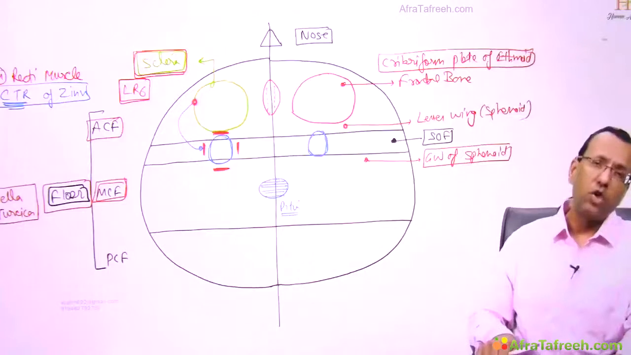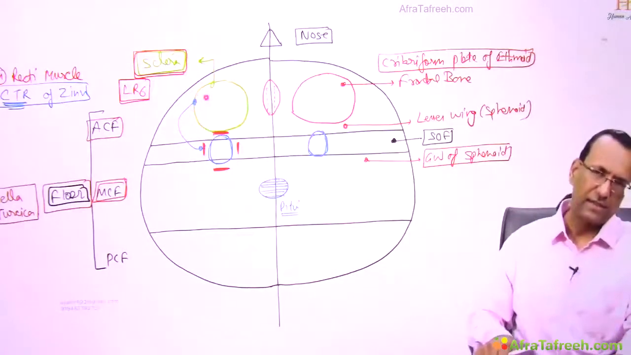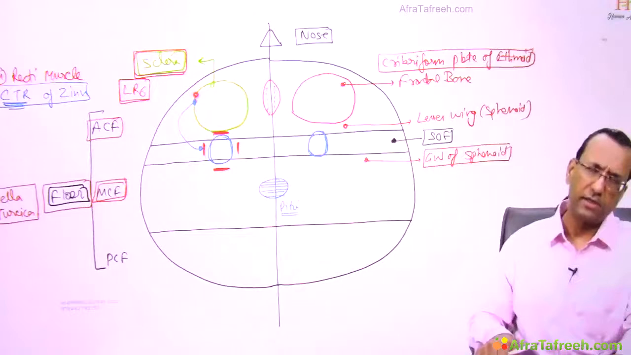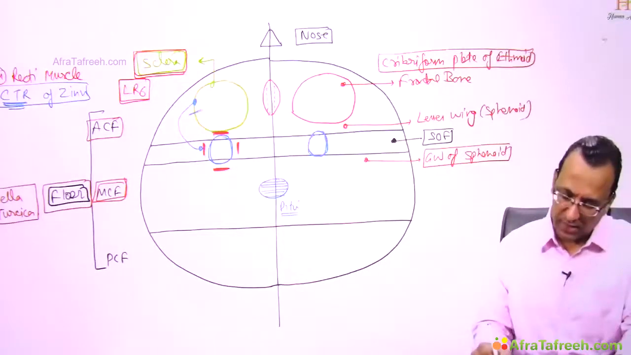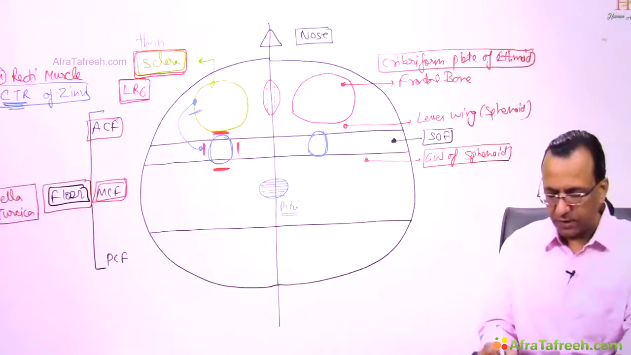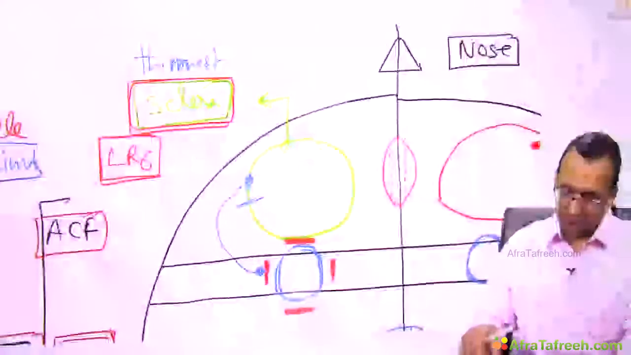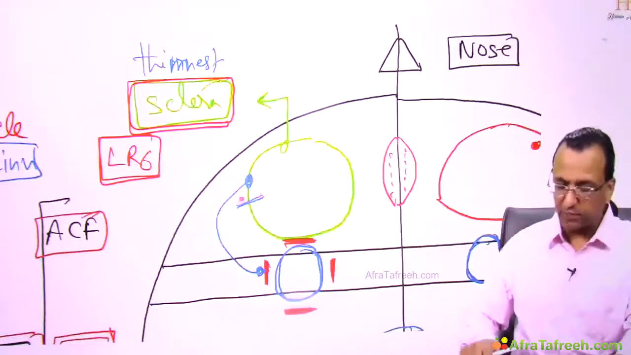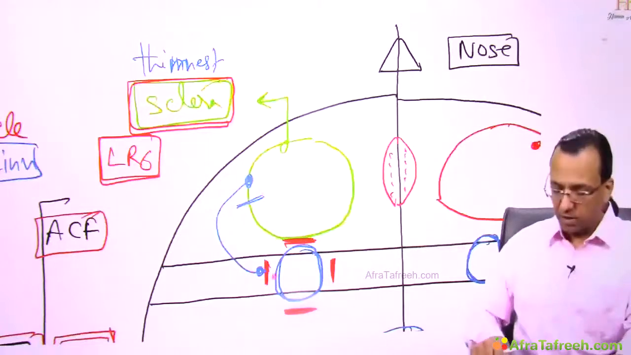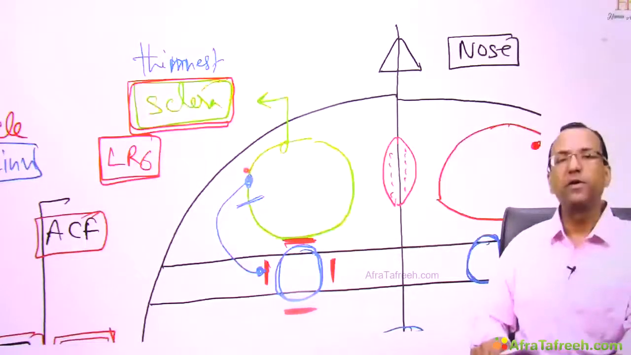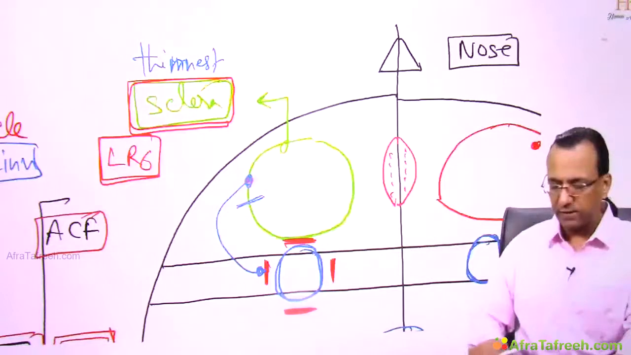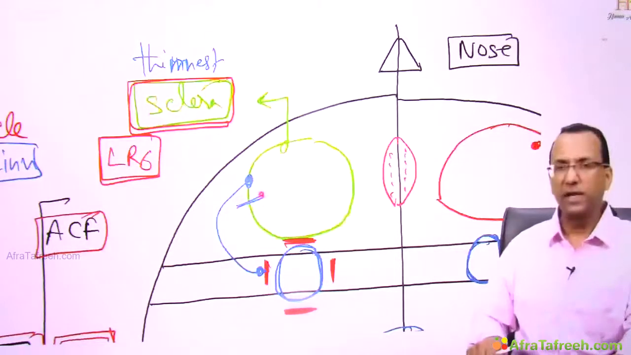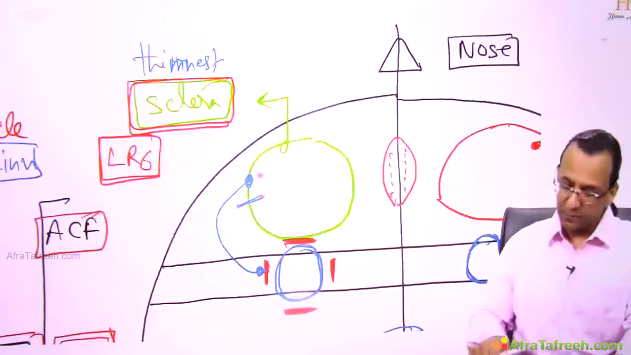Now remember, wherever the rectus muscles are inserting, just behind the insertion is the thinnest sclera. One question came, where do you have the thinnest sclera? Understand, the thinnest sclera is just behind the attachment of any of the four recti, maybe lateral rectus or maybe superior, inferior, medial rectus. Wherever the four recti insert, just behind the insertion will be thinnest sclera. That you remember. Okay, then what is the next thing to do?